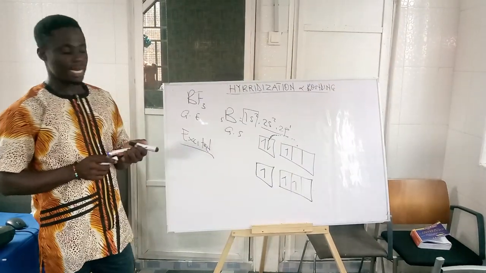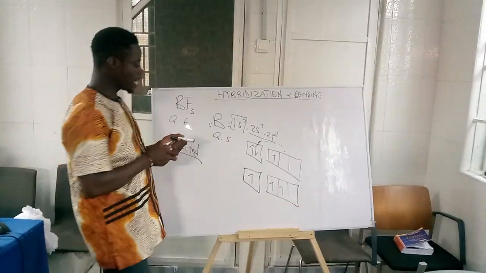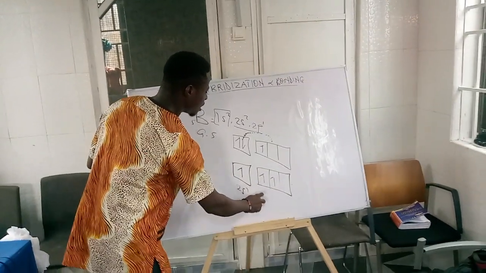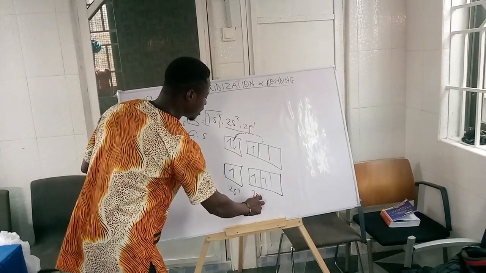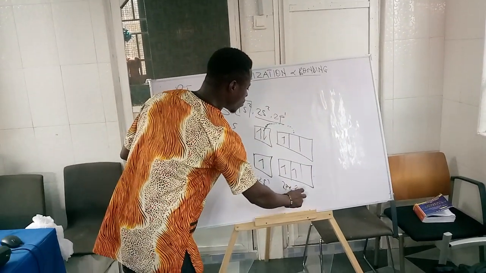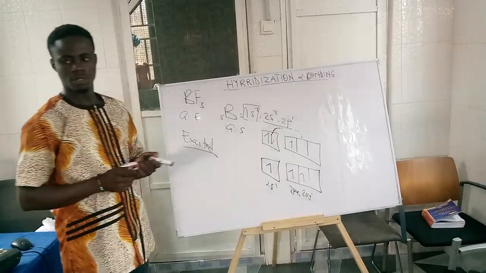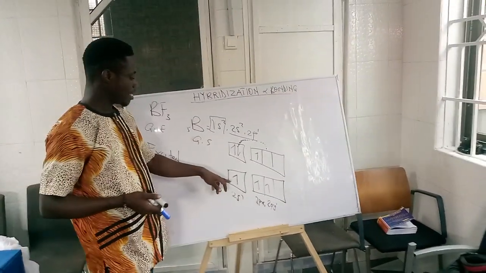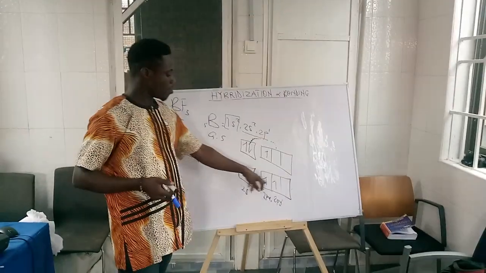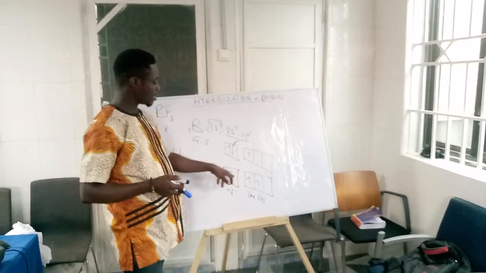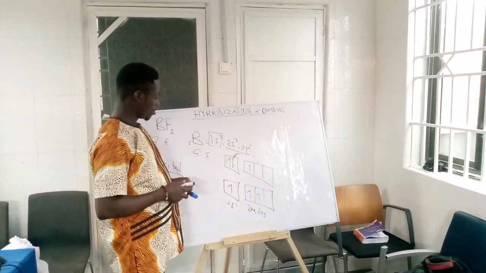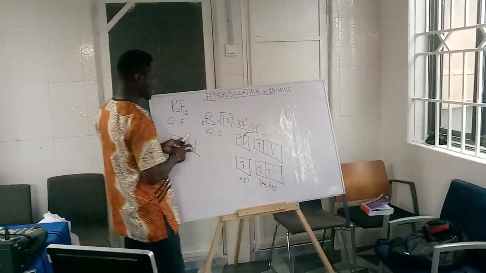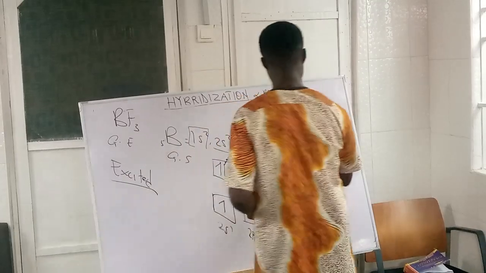So we have promoted an electron. You realize that now we have 2s¹, then 2px¹, and then 2py¹. So with this, you can see clearly that there have been 3 extra electrons. So quickly look at this. If you want to draw that, this is our boron as the central atom.